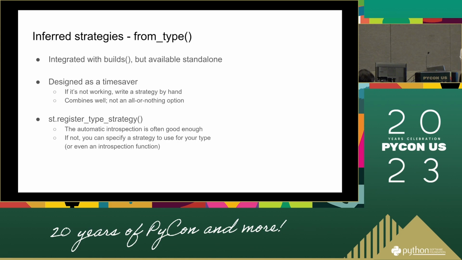We also have this register type strategy function. This one is so that you can customize. So if you have a particular class, you can customize what hypothesis will generate as a strategy for it when asked. So this is pretty useful if you use a type all over the place. Once you register it once, you can then infer it everywhere else, and the constrained strategy you define will be used.